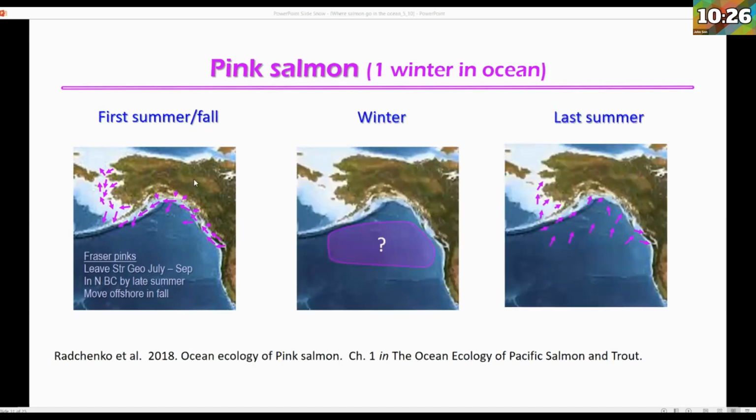During the winter, we know they're out in the Gulf of Alaska. They appear to be somewhat further south than other species in the Gulf. And then during the last summer, we know that they move from offshore, onshore to the continental shelf relatively quickly, in that they don't spend a lot of time on the continental shelf before they're moving upstream. They're not susceptible to extensive fisheries that exist on the continental shelf.